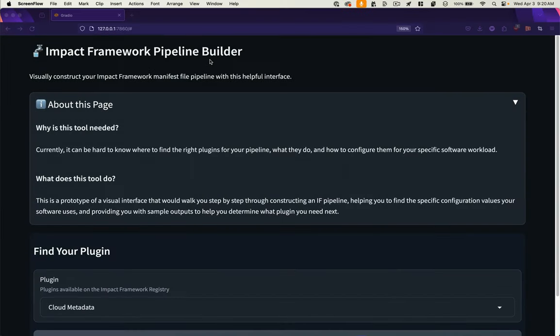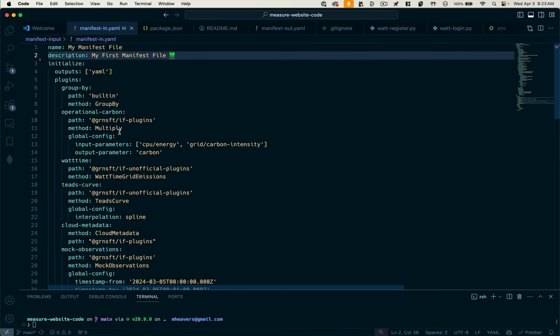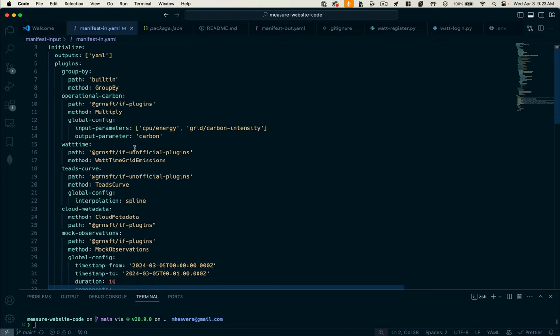This is a prototype for an impact framework pipeline builder. As you know, within the impact framework, you need to specify a pipeline of the things you want to measure within your manifest file. If we take a look at one of these manifest files, this is what we see. And already, if you're not fairly technically savvy, this might be a little bit confusing.